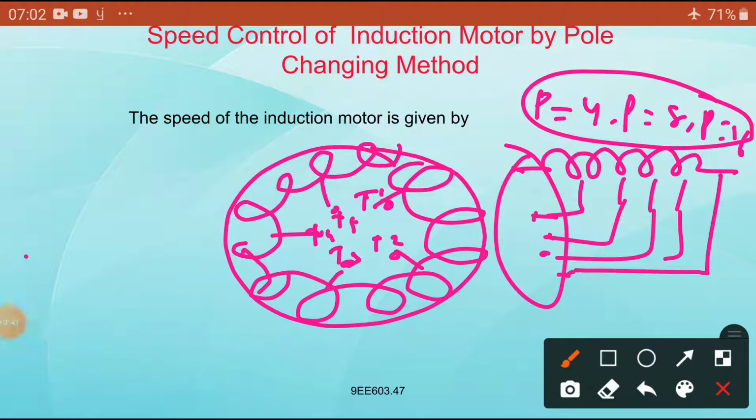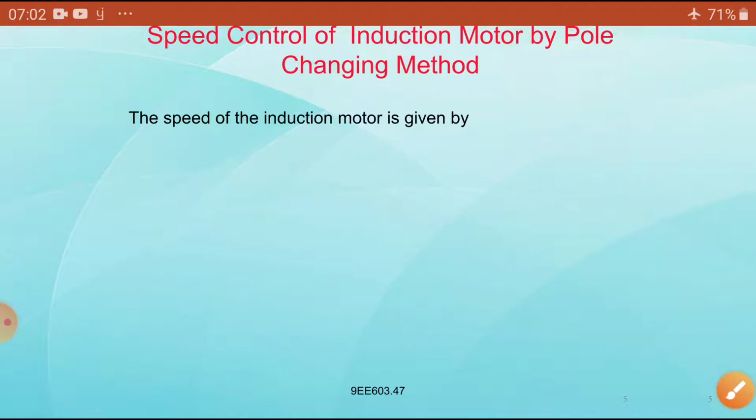Here, the terminals are connected in series or parallel, and we change the number of poles. Correspondingly, the rotor automatically designs its number of poles. Then we change the speed of the motor. This is the basic concept of the pole changing method in 3-phase induction motors. Okay, so it is not possible in the case of DC motors. Let us see one by one.